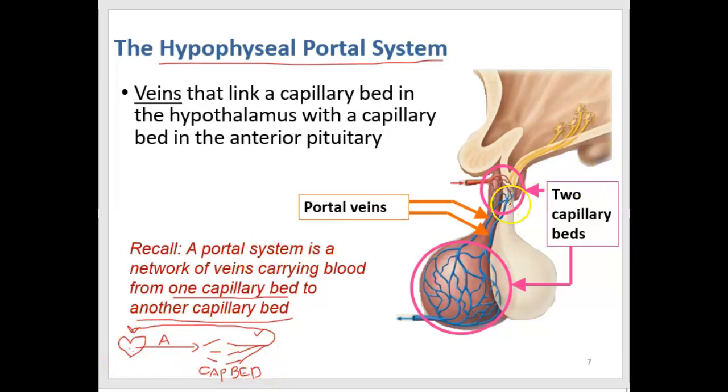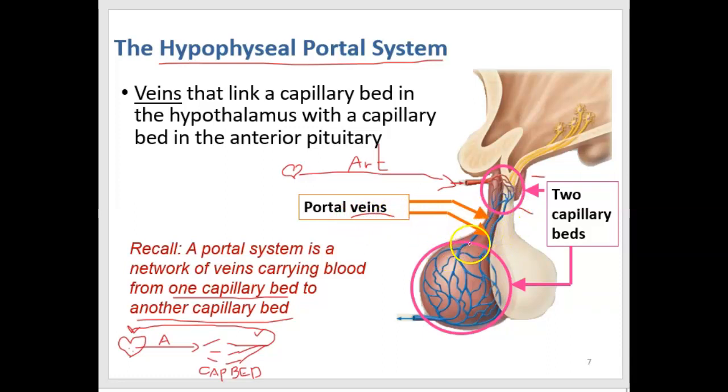But here we have a different scenario. Here we have blood coming from the heart traveling in an artery, and the artery diverges into capillaries, and so we have a capillary bed. That's no big surprise. Diffusion of materials across the wall of the capillaries happens here. And we do have merging of the capillaries into veins, venous vessels.